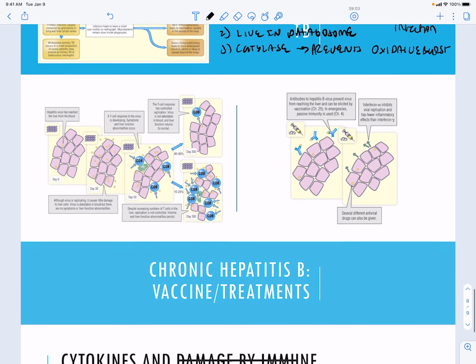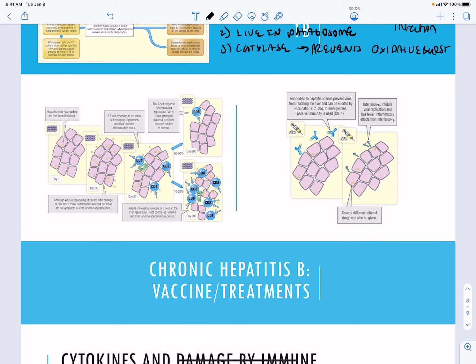Okay, so let's talk a little bit now about hepatitis B. Hepatitis B is going to be a virus infection, another intracellular pathogen. So you do need to have a Th1 response. Hepatitis B is sensitive to interferon.